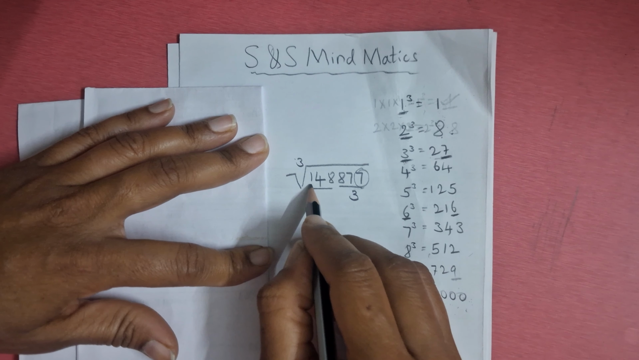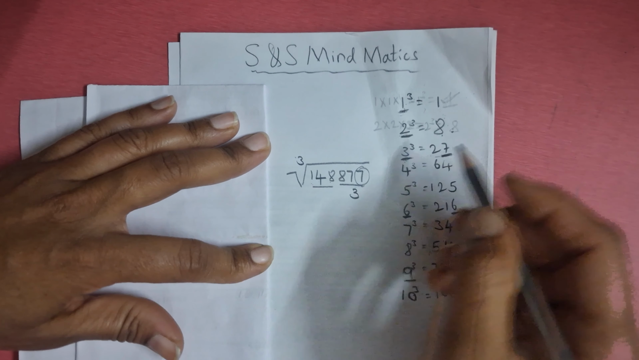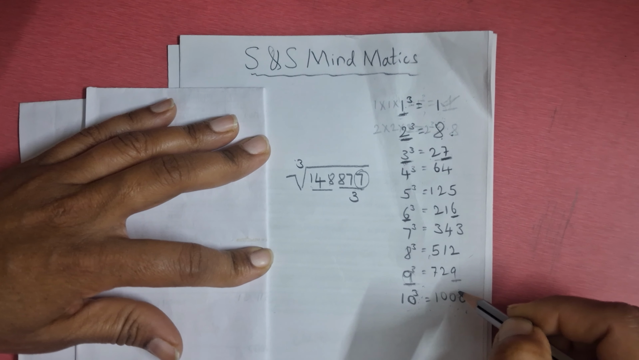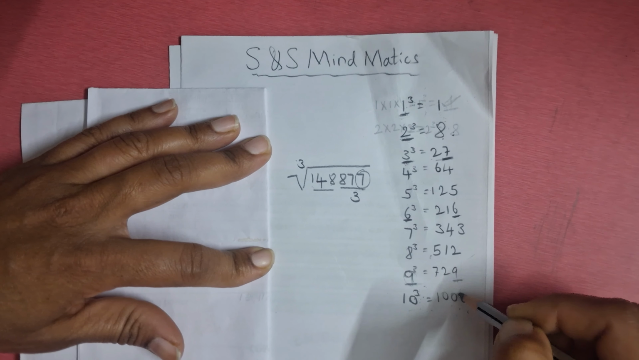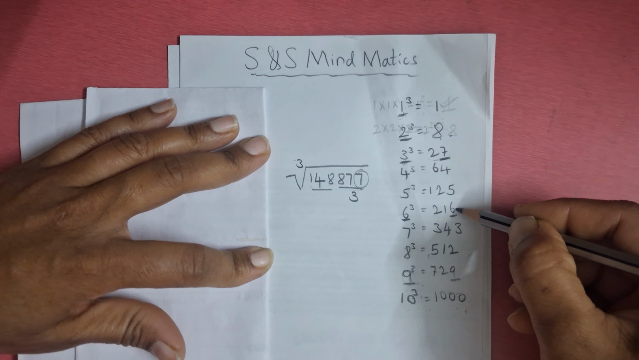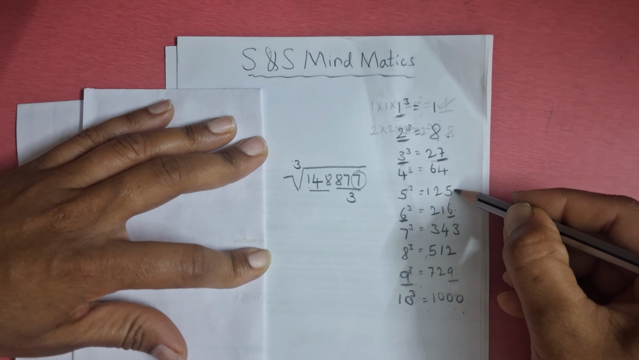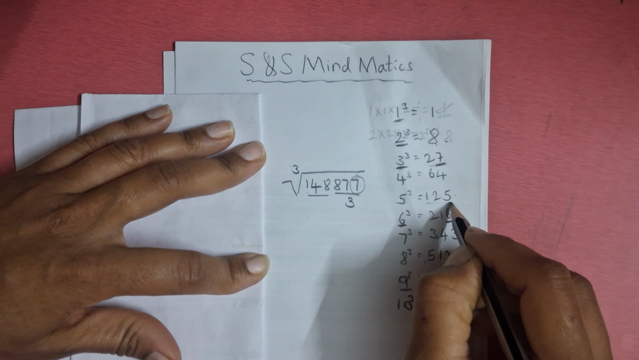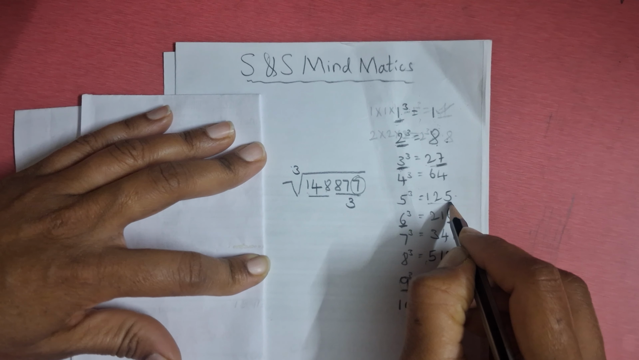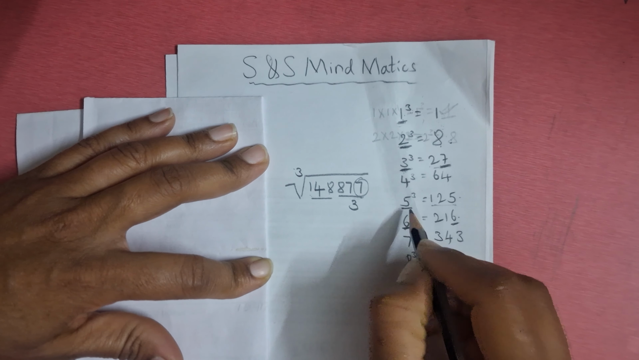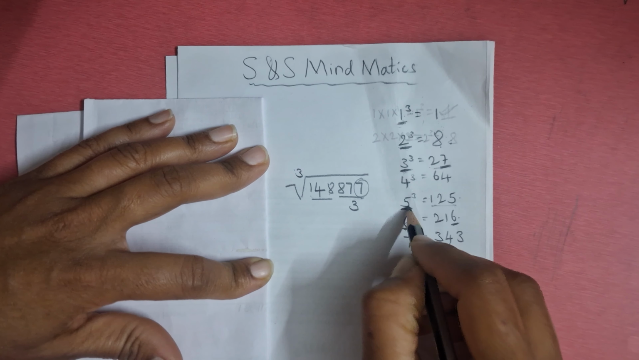Okay, next we have 148. So we need to check, do we have 148 here or a number lesser than 148? Here 216 is greater than 148, and 125 is lesser than 148. So we are going to take this 125. To get this 125 we have to make 5 cube. So we are going to take this 5 for the answer.